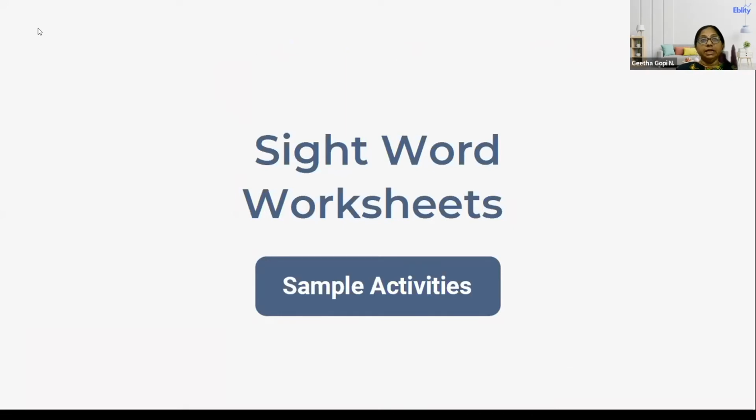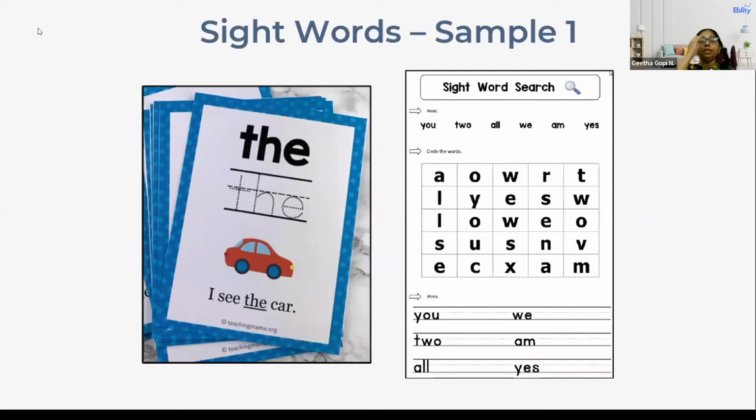Then coming on to sight words. Phonics, CVC, we've talked about how to go about the initial part of it. Now coming on to sight word worksheets. Sight words are usually taught through flashcards, a very popular method of teaching, because many of these words are not necessarily soundable. So they need to be recognized by the shape of the letters, by the usage, and so on. So again, a lot of flashcards can be used.